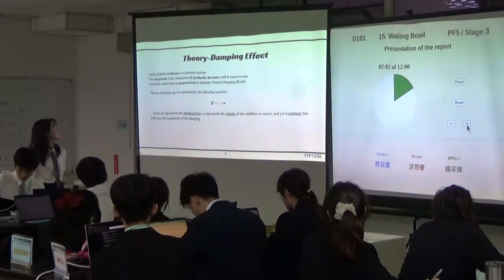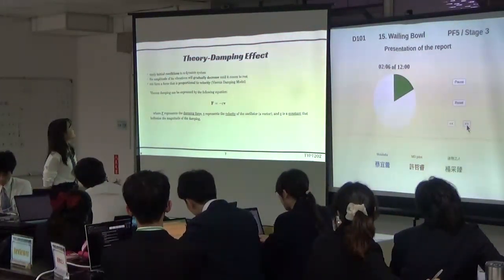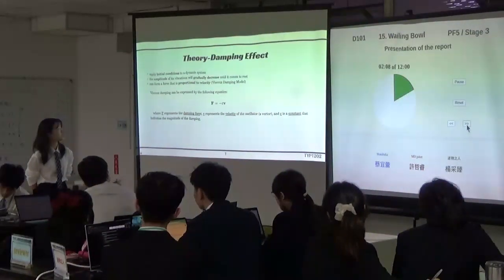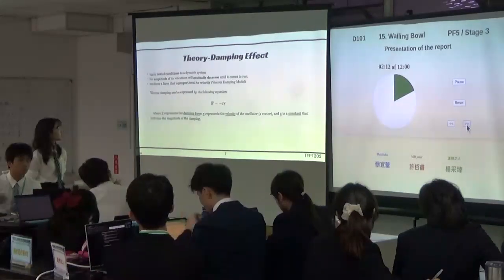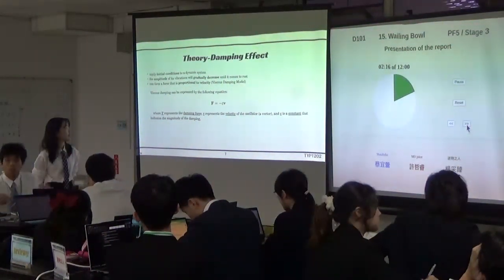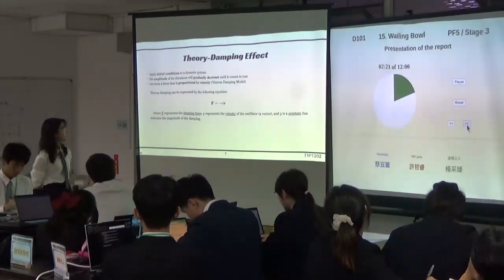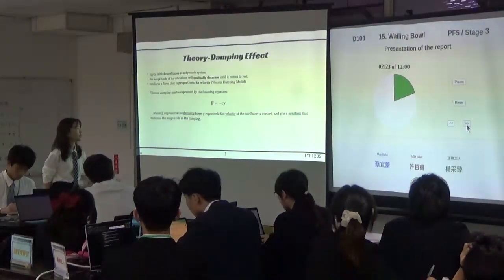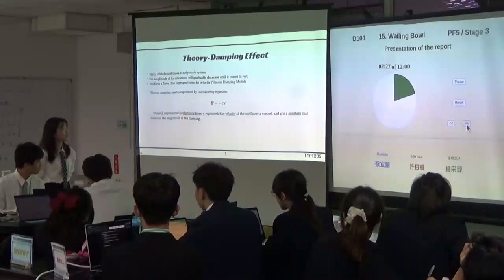Damping effect. The damping effect is the initial condition of the dynamic system, and the amplitude of the vibration will gradually decrease until it comes to rest. The mathematical expression is F = -cv, where F is the damping force, v represents the velocity of the oscillator, and c is a constant.